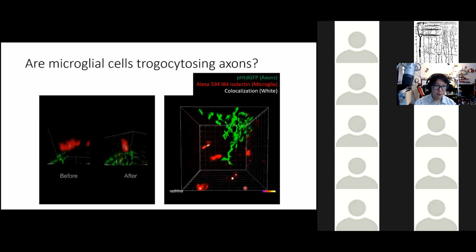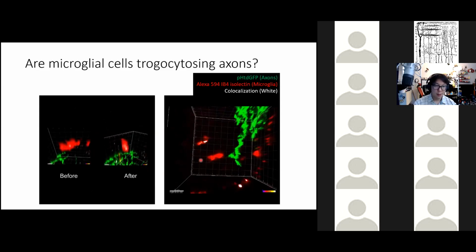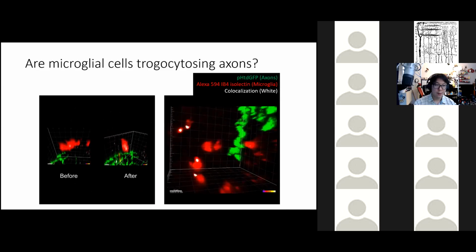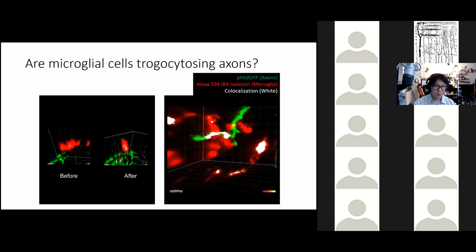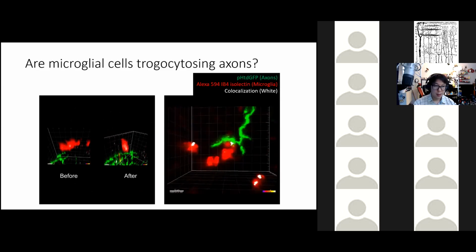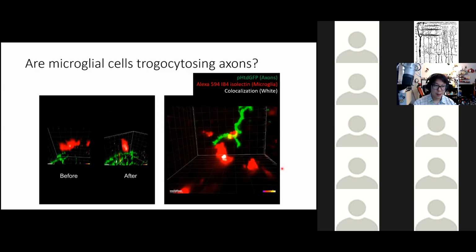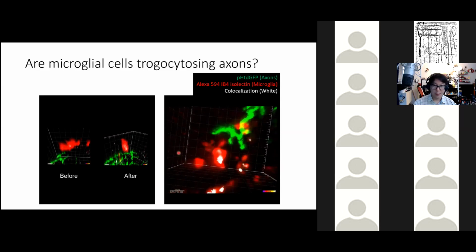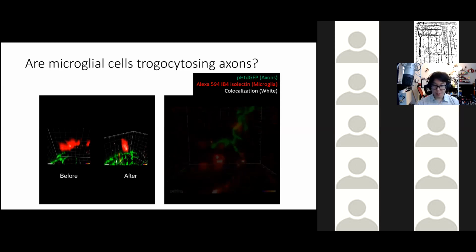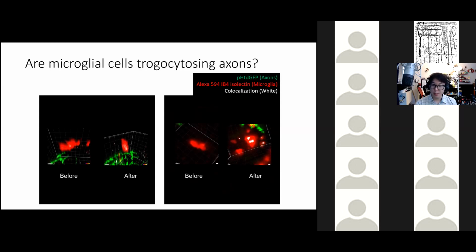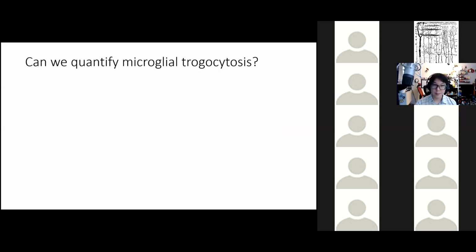Here's another example. So have a look at this microglial cell. It's going to interact with the axon there. And you can see that after interaction, it becomes more fluorescent green, like in the previous example. So in both cases, these are two examples of direct in vivo evidence of trogocytosis of axons by microglia. So when a microglial cell trogocytoses pH-stable GFP-labeled axons, it increases in green fluorescence.